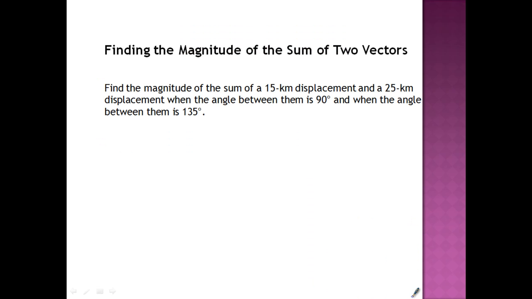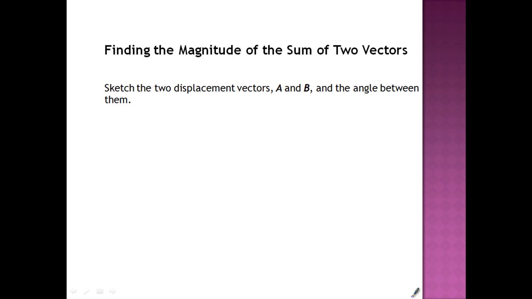Finding the magnitude of the sum of two vectors. Here's a quick little problem. Find the magnitude of the sum of a 15 kilometer displacement and a 25 kilometer displacement when the angle between them is 90 degrees and when the angle between them is 135 degrees. First you sketch the two displacement vectors A and B and the angle between them. Looks like we're going to do the 135 first.